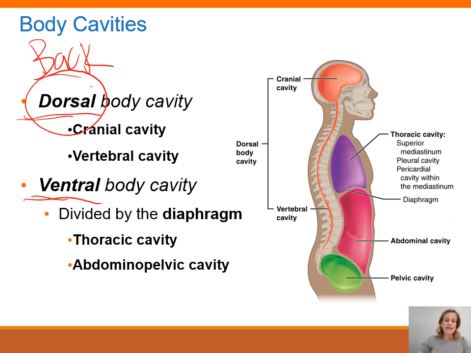Now, the dorsal body cavity can be separated into two smaller cavities, which you see here. The dorsal cavity includes the cranial cavity and the vertebral cavity.